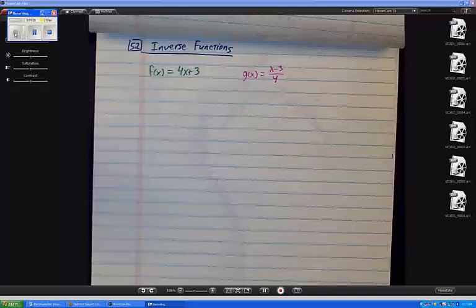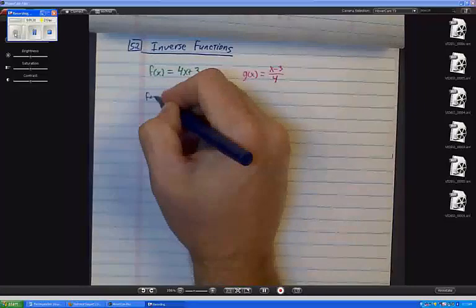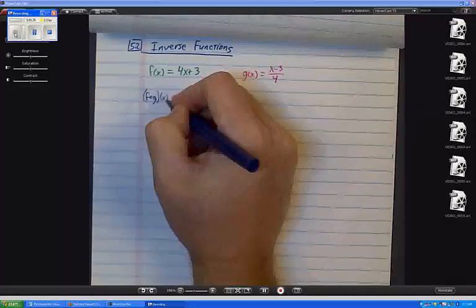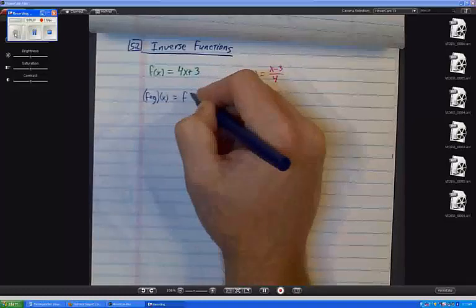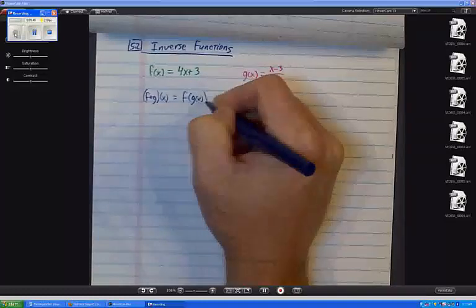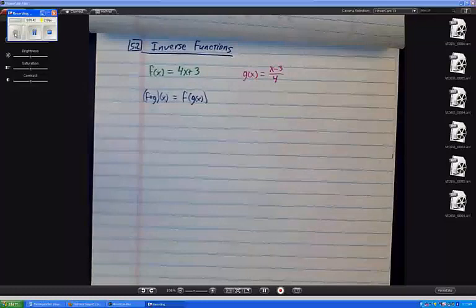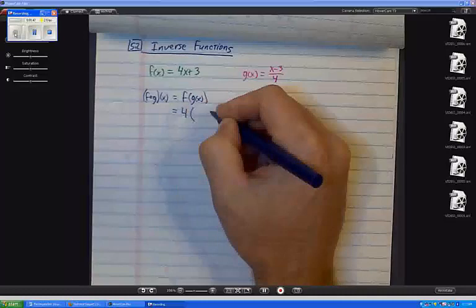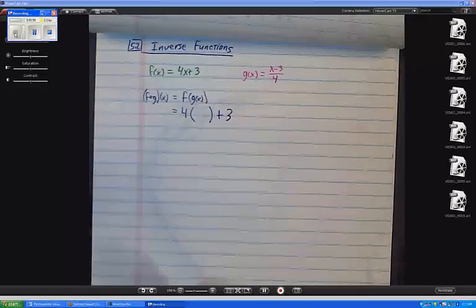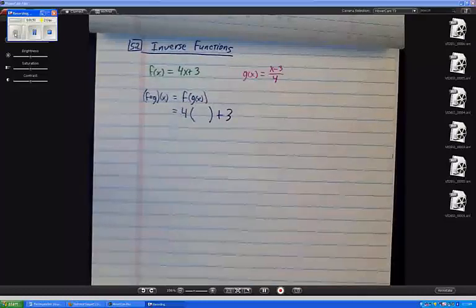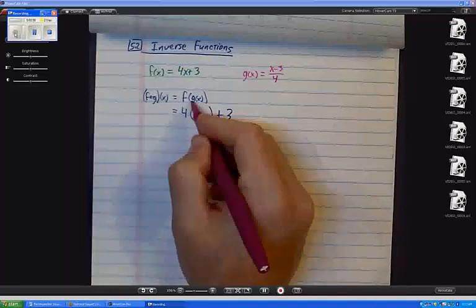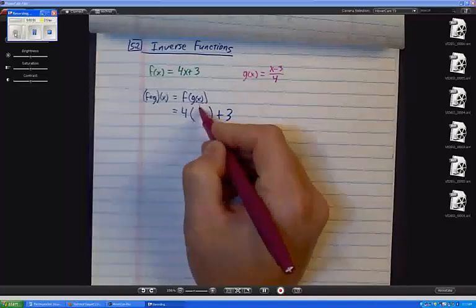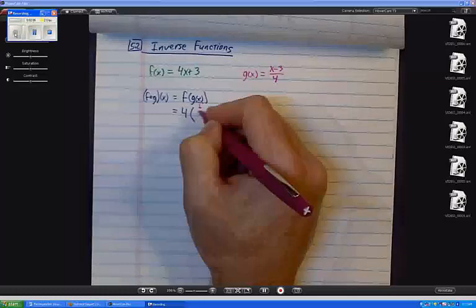I asked you to compute f composed with g of x. And of course we said that means f of g of x, right? And so what I'm going to do is write down f of x, but put a parenthesis where the x used to be. We need to put this g of x in where the x used to be. Does that make sense to people? Okay, so I write down x minus 3 over 4.